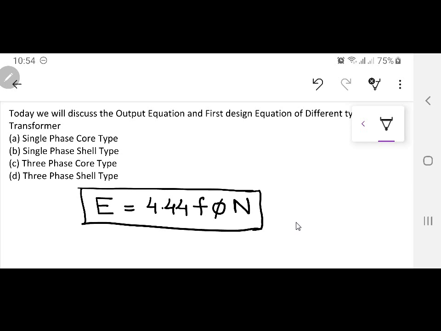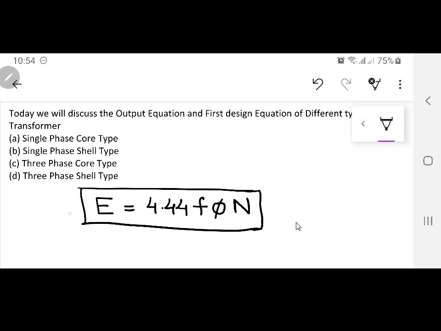Beta. Beta, I am talking to you. Yes. Anyone on this 4.44 f phi N.